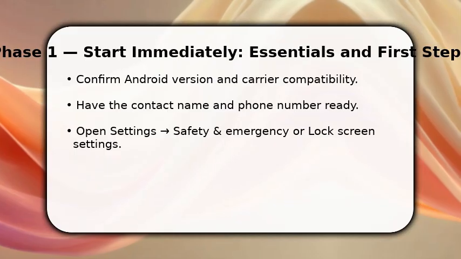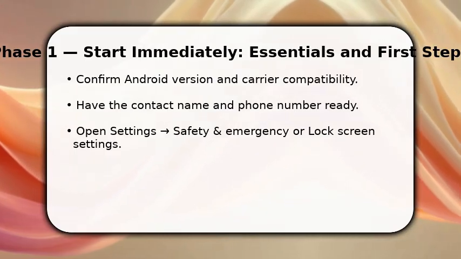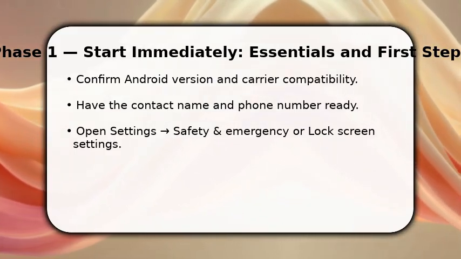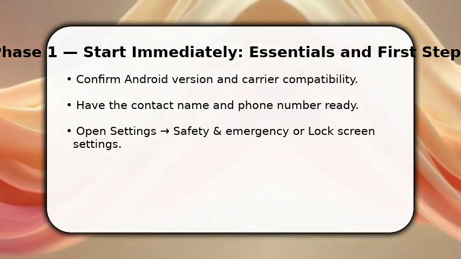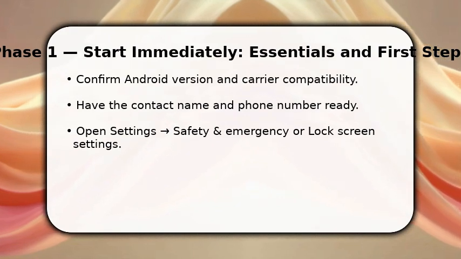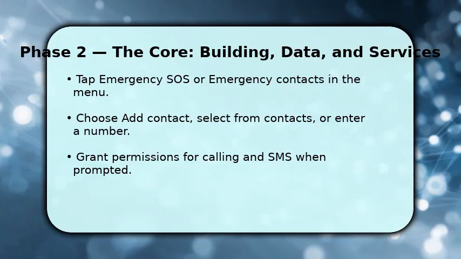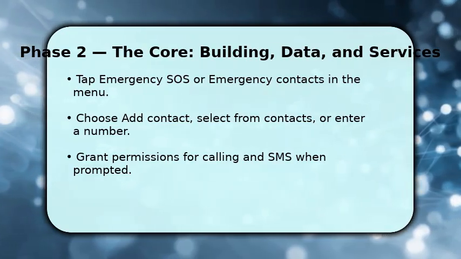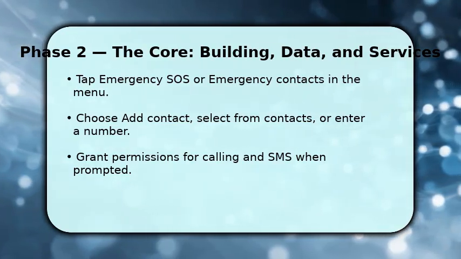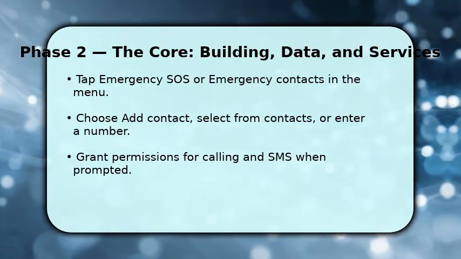You do this now so the system can link a number to the emergency call action. Make sure location and permissions are enabled. They let first responders get useful context. Once inside Emergency Settings, tap Emergency SOS or Emergency Contacts. This screen manages the numbers used during an SOS call.